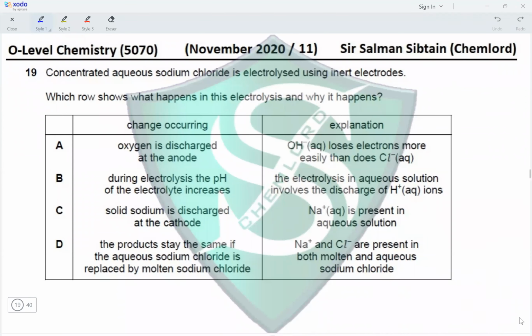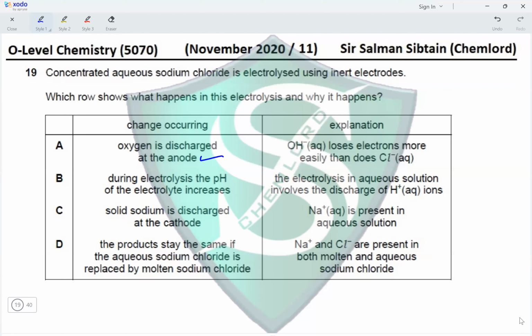Question 19. Concentrated aqueous sodium chloride is electrolyzed using inert electrodes. Which row shows what happens in this electrolysis and why it happens? Okay, change occurring. Oxygen is discharged at the anode. Anode is where oxidation occurs. Oxide ions or hydroxide ions will be converted to oxygen by reduction. No, no, no. Oxygen is discharged at the anode. Oxide ions will lose electrons to form oxygen. Hydroxide will also. No, this is correct. This statement is correct.